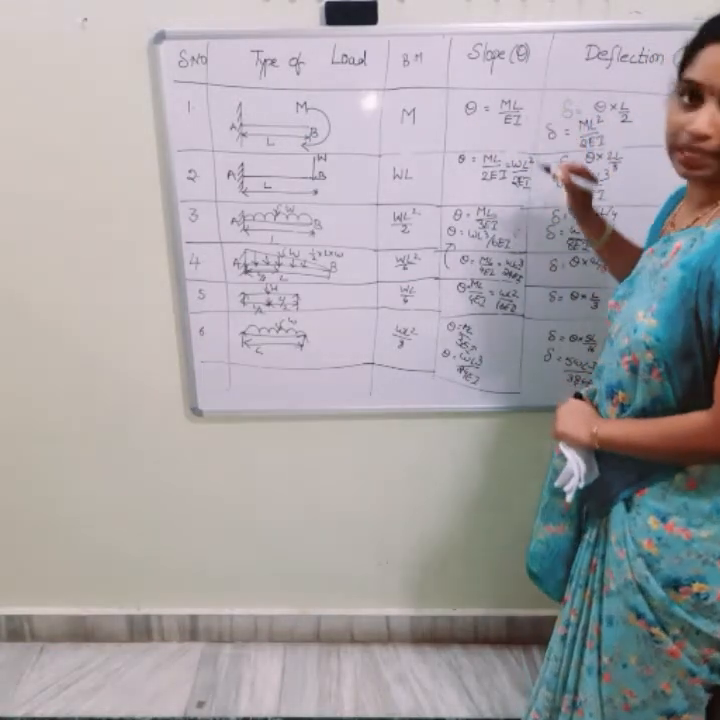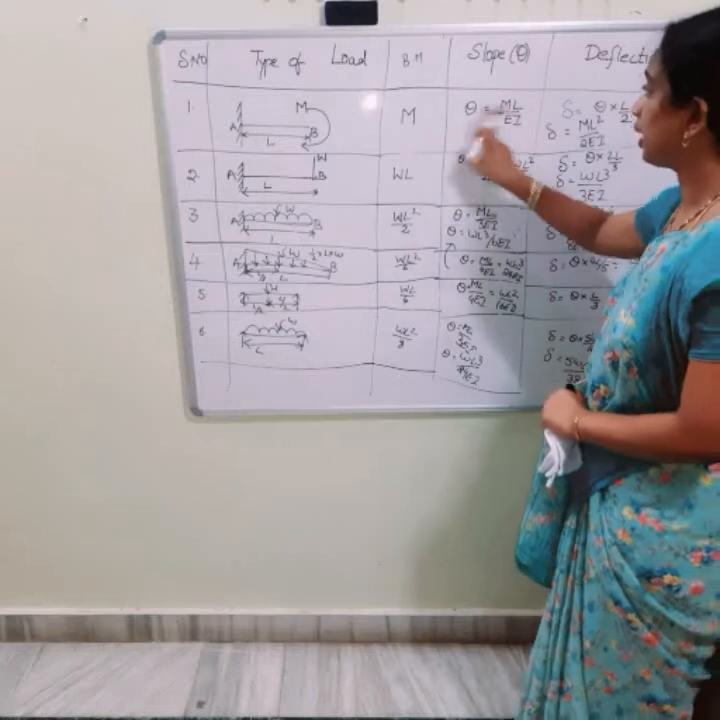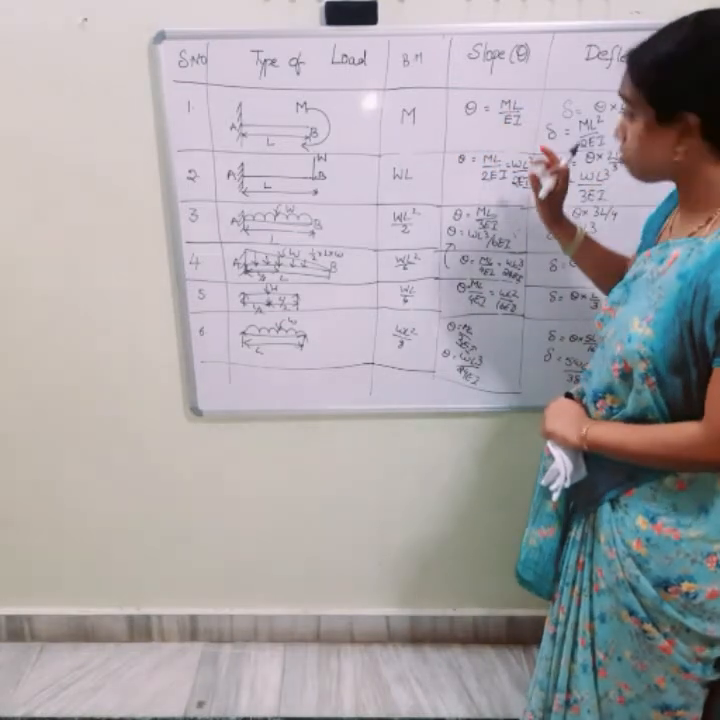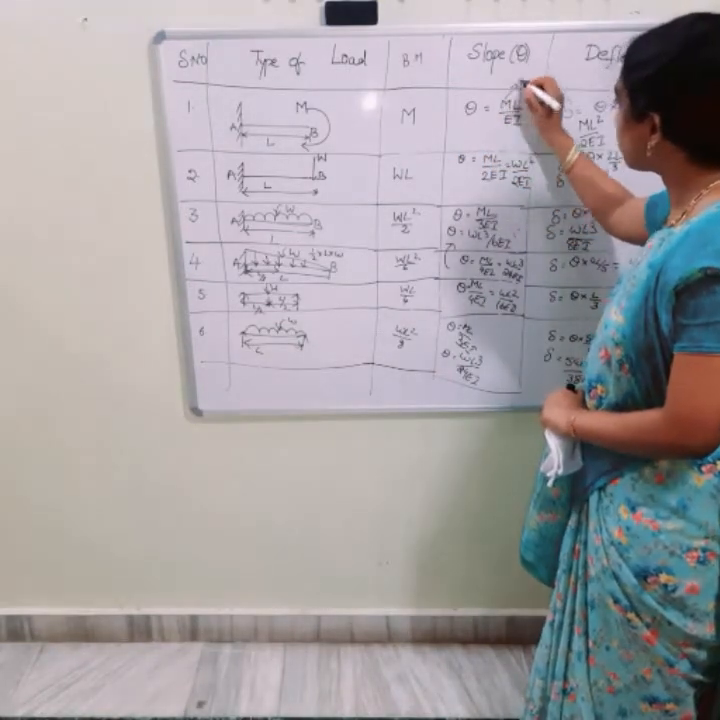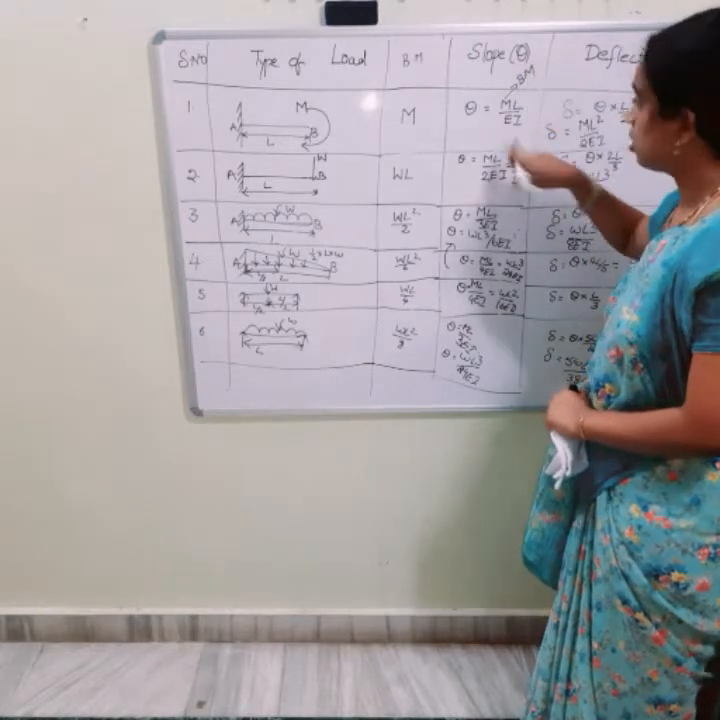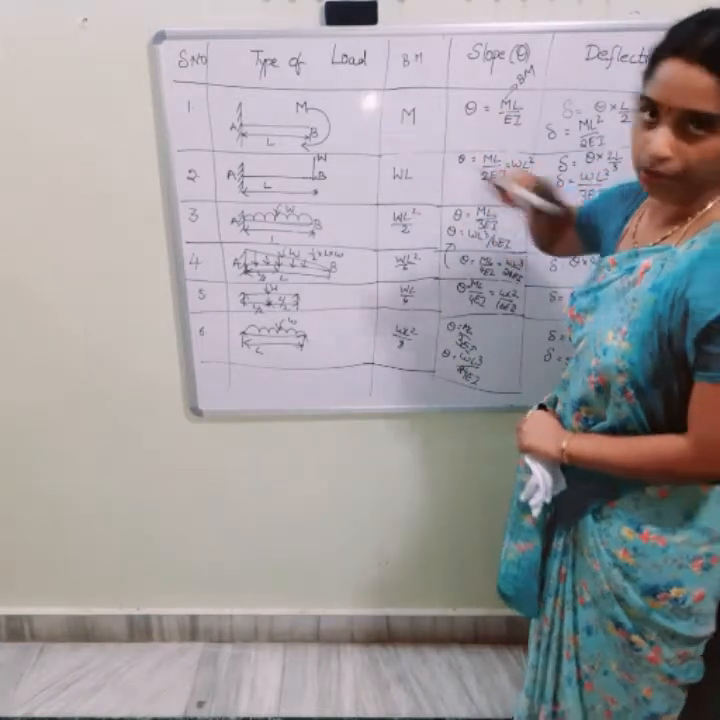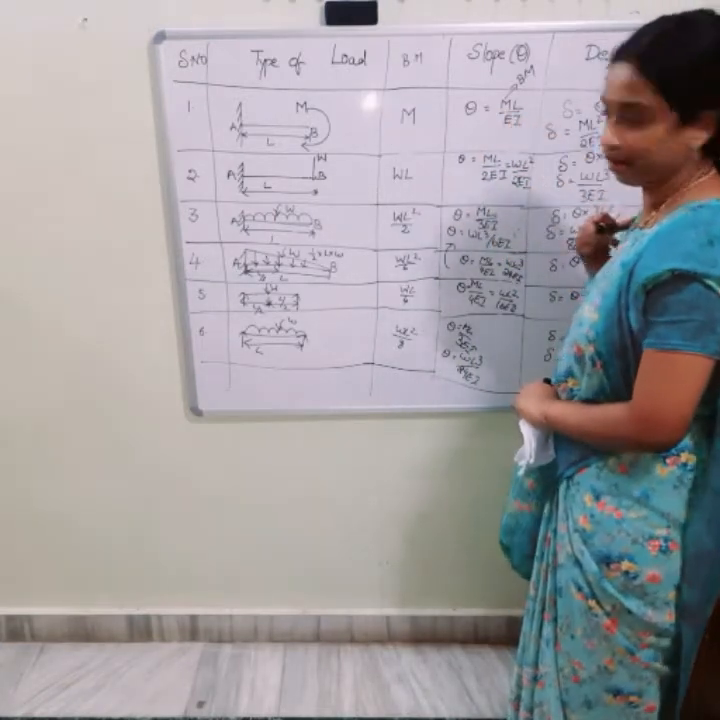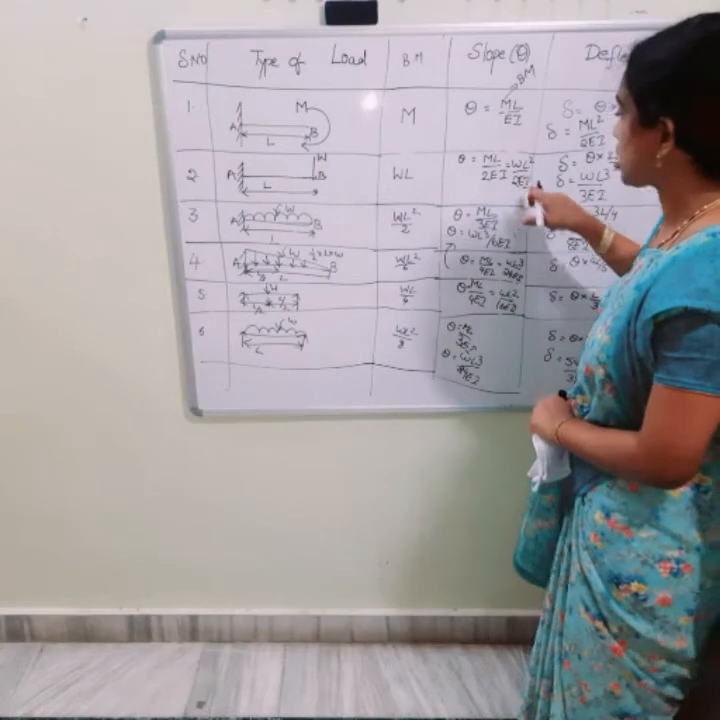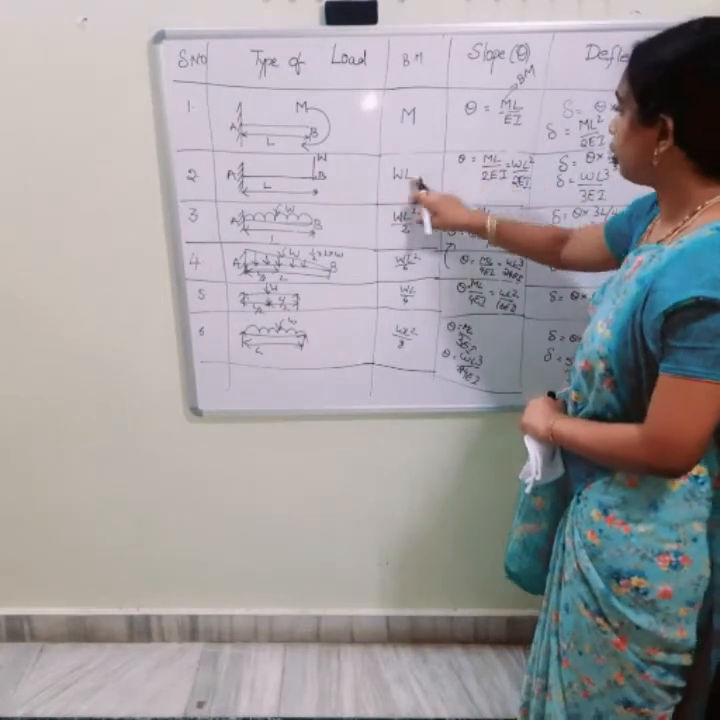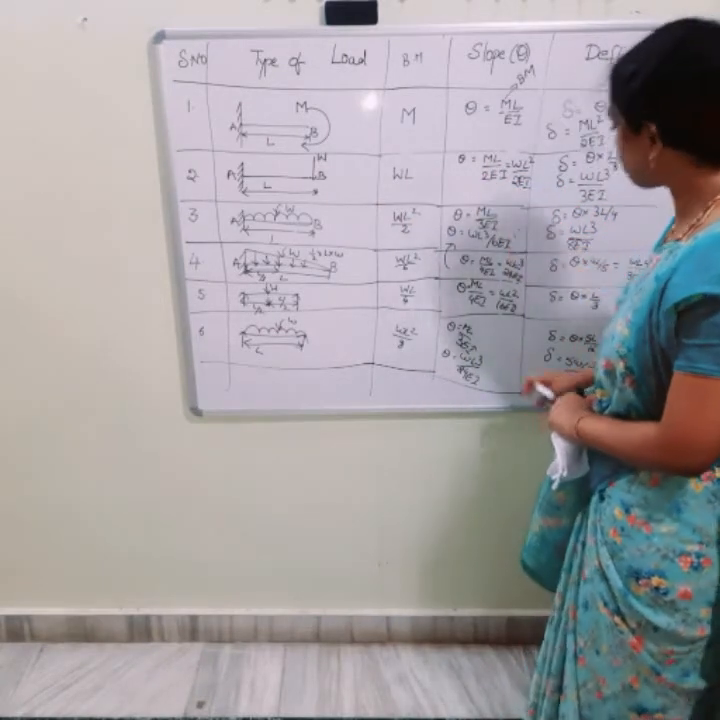Theta is equal to ML by EI. And substituting the M value, M is nothing but the bending moment. So I am substituting this M value. What is the bending moment for this type of load? It's nothing but M, so ML by EI. Here also I am substituting M, WL square by 2EI. W into L. Okay, this is my sequence.